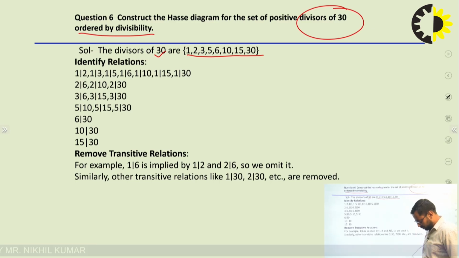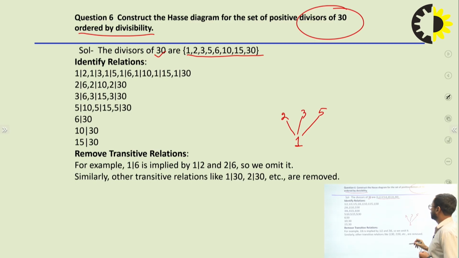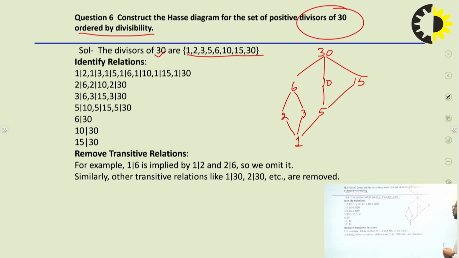So the relation is divisibility. Firstly, we write the element 1 at the bottom position, then we prepare 2, 3 and 5, then we prepare 6, then 10, then 15, and 30. So this is the right answer for the given question.